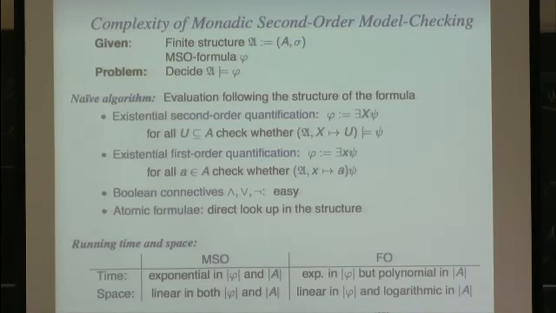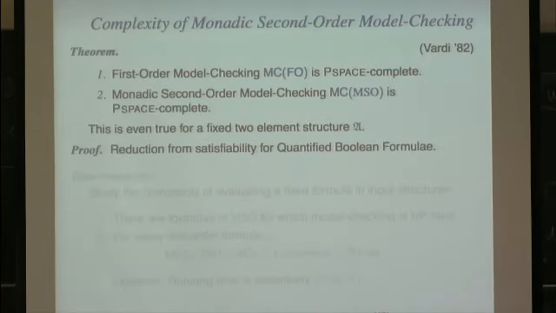Of course, this is the most naive algorithm, so maybe we can do better, but it was proved that, I hope this is right, we can't do much better. First order model checking is PSPACE-complete, and MSO model checking is equally PSPACE-complete. This follows from a straightforward reduction from the quantified Boolean formula problem. In fact, this even holds true if you fix the structure on two elements. The two elements would be the truth values, and then you can just reduce QBF to these problems.